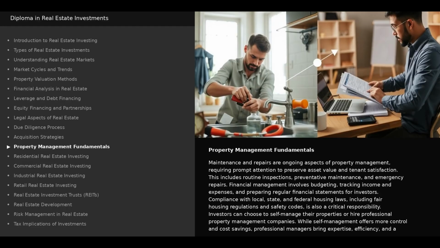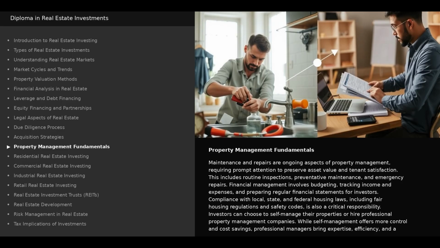Maintenance and repairs are ongoing aspects of property management, requiring prompt attention to preserve asset value and tenant satisfaction. This includes routine inspections, preventative maintenance, and emergency repairs. Financial management involves budgeting, tracking income and expenses, and preparing regular financial statements for investors. Compliance with local, state, and federal housing laws, including fair housing regulations and safety codes, is also a critical responsibility.